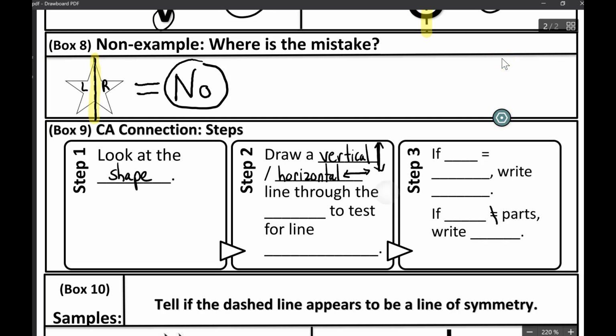Line through the shape to test for line symmetry. But luckily for you guys, they've already drawn the line of symmetry for you. But just in case they haven't, then you would have to try to draw it. Going into step 3, if two equal parts, write yes. If two parts that are not equal, then we write no.